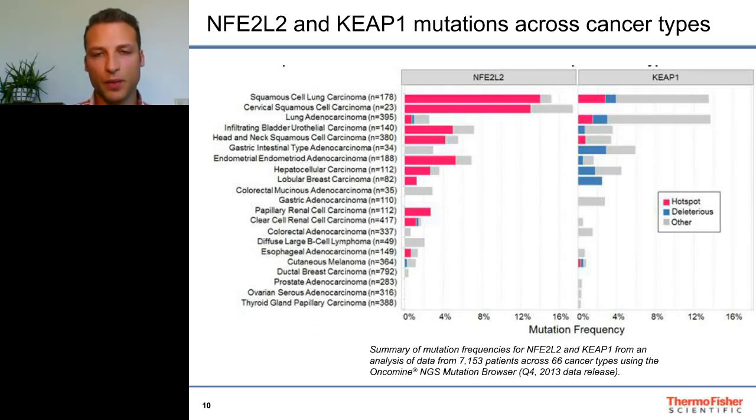So if we look within our NGS mutation browser, where we summarize somatic mutations from over 7,000 samples, we can actually see that there's quite a prevalence for the NFE2L2 and KEAP1 mutations in multiple cancer types.